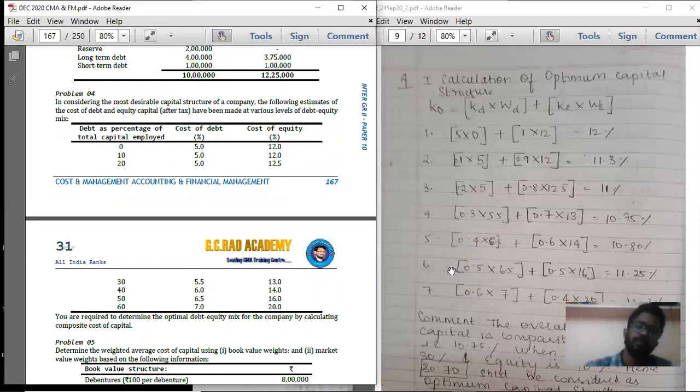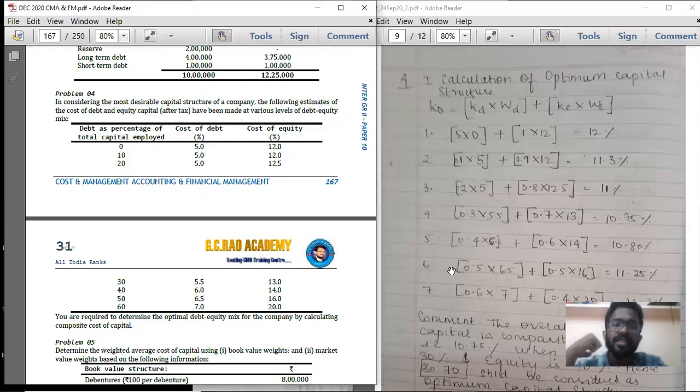Put that in problem number 4. Problem number 4, Statement number 1. Calculation of optimum capital structure.